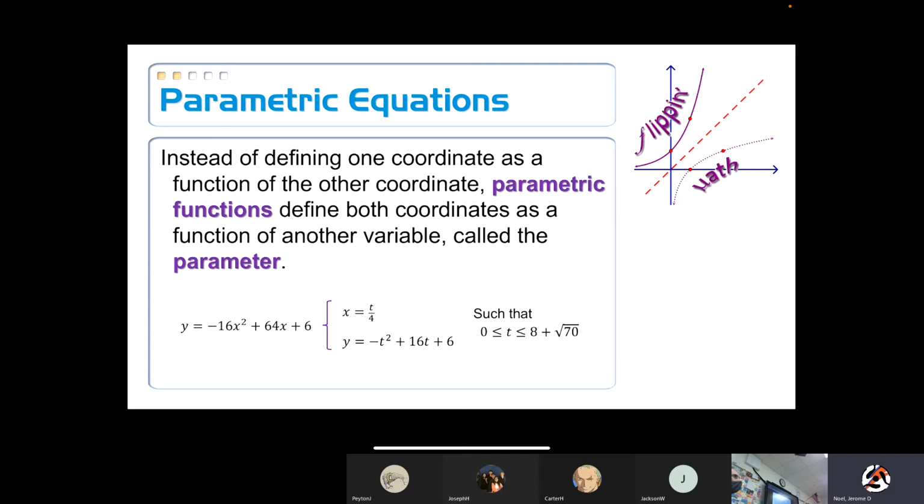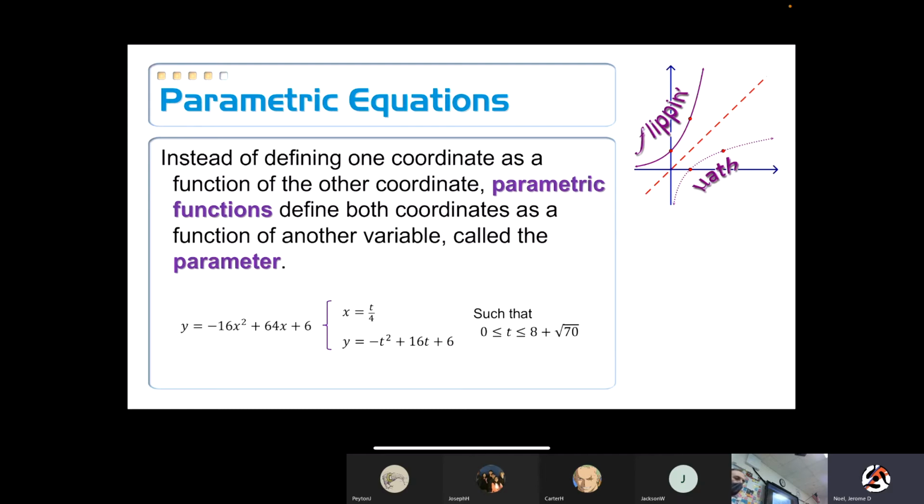What's the independent variable for the parametrics? It's t, right? That's the thing that changes, and as it changes, it's going to change the x coordinate separately from the y coordinate. Okay, and you can see that here's the domain for this particular one over here: 8 plus the square root of 70. I wonder where that came from. Yeah, probably it's where it hits the x-axis, I think. Okay.